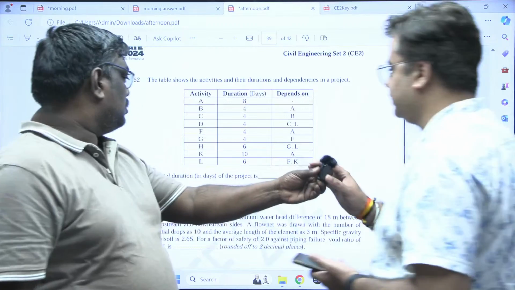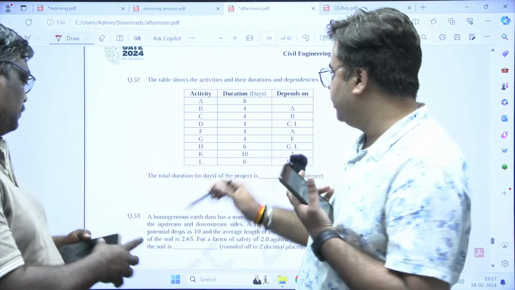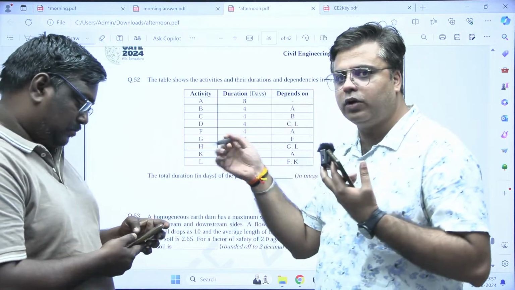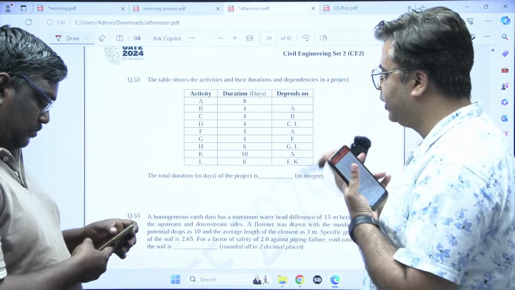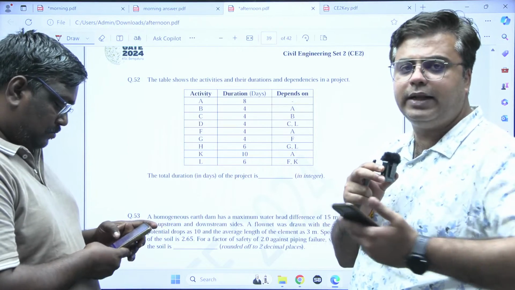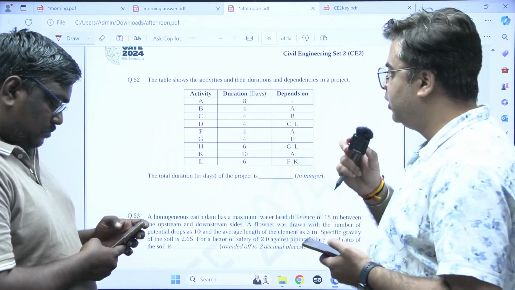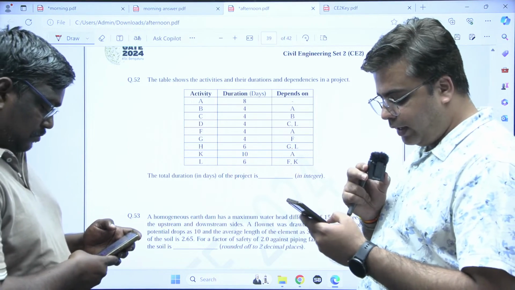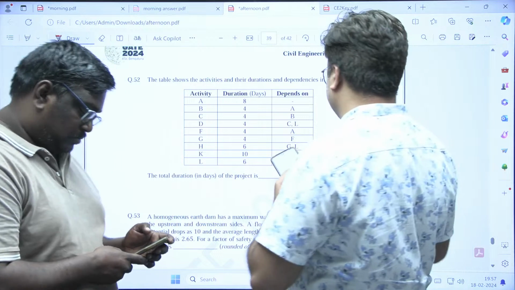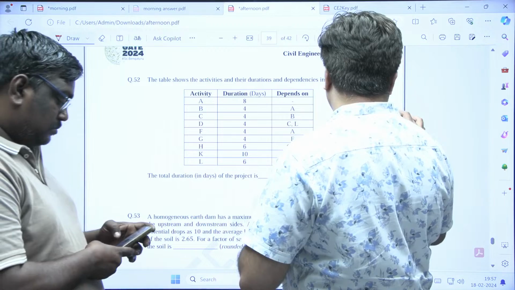Okay, so this is the CPM question in which you need to calculate the total duration of the project. So simply you need to draw the network diagram and go for the forward pass calculation. That is going to give you the project duration. There are other ways of finding out the critical activity, but that is a longer method. So this is question number 52 and the answer for this is 30 days. Range is 30 to 30.